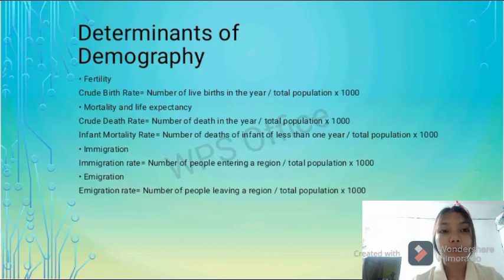Next is the emigration rate. Emigration is the process of leaving one country to take up permanent or semi-permanent residence in another. The formula is number of people leaving a region divided by the total population times 100. That's all. Thank you.